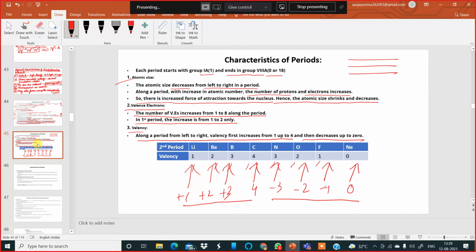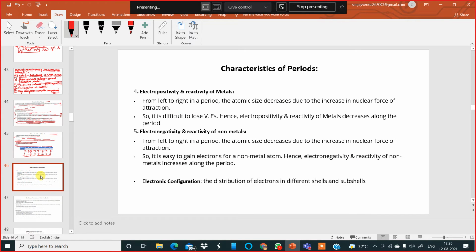Now, some more points to be discussed under the characteristics of periods. Number 4, electropositivity and reactivity of metals in the period. From left to right in a period, the atomic size decreases due to the increase in the nuclear force of attraction. So, it is difficult to lose valence electrons. Hence, electropositivity and reactivity of metals decreases along the period. That is an important point. Electropositivity decreases and the metallic character also decreases. That is what they are trying to say.